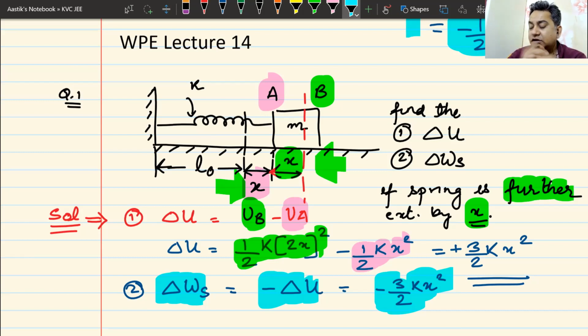potential energy or change in potential energy. We will be using this concept from here on. But as I told you before also, now also I'm telling you, this concept of potential energy is not required to solve any question in work, power and energy, because this is just an additional thing that we have taken.